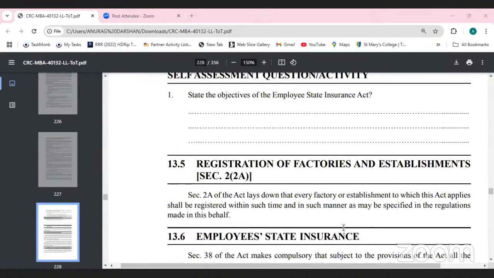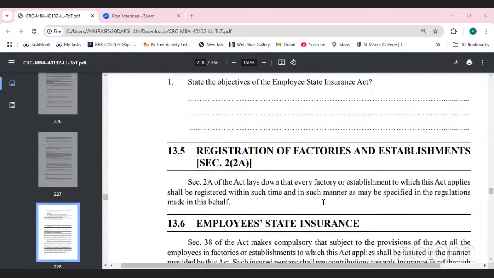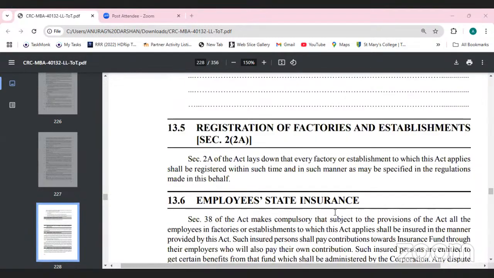Now, coming to the registration of the factories and establishments, Section 2A of the Act lays down that every factory or establishment to which the Act applies shall be registered within such time and in such manner as may be specified.